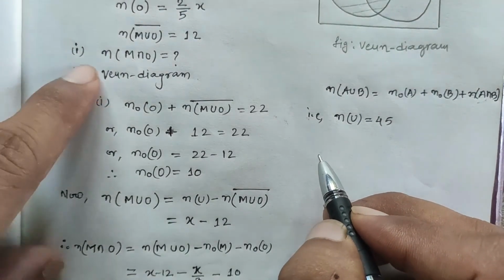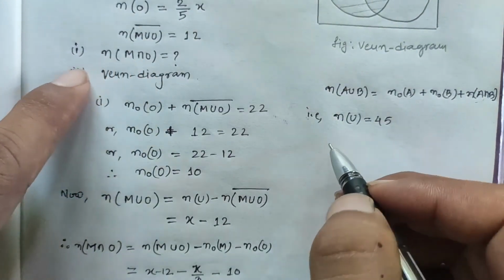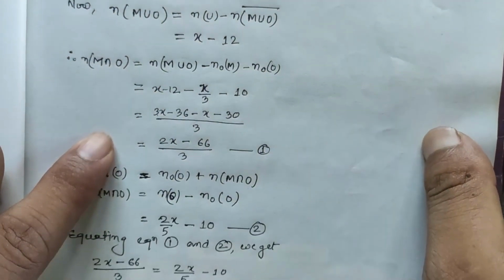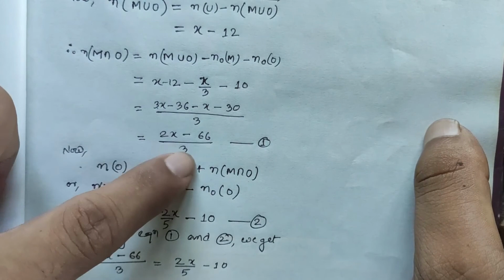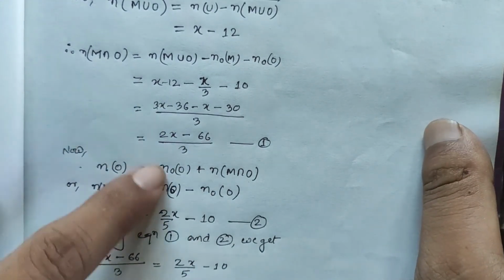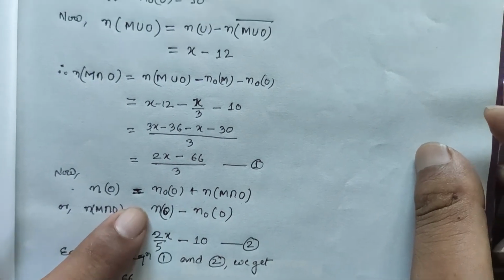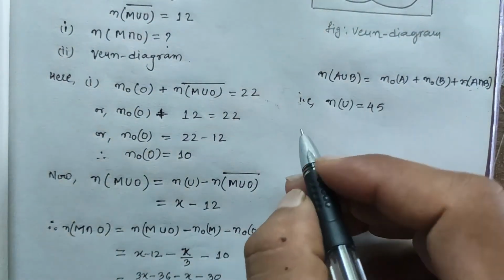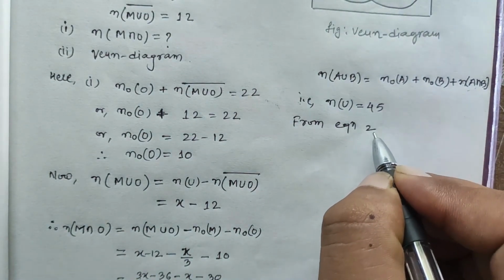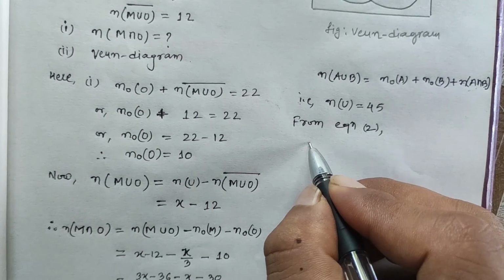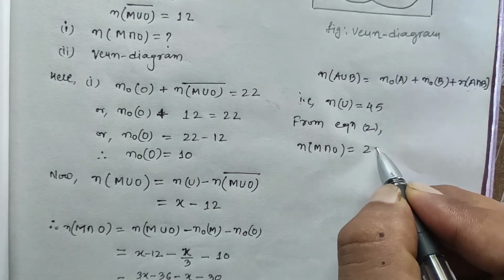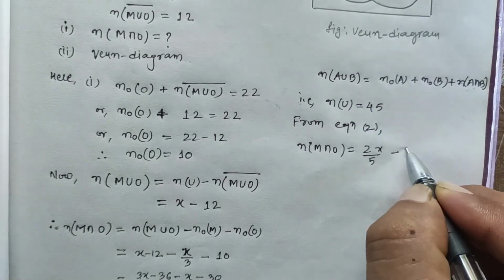Okay, but the question says to find the intersection. So from equation 1 or equation 2, you can use any equation to find the value of the intersection. Either you use this equation or this equation, and the result will be the same. So I will use equation number 2 here. From equation 2, n(M intersection O) is how much? 2x by 5 minus 10.